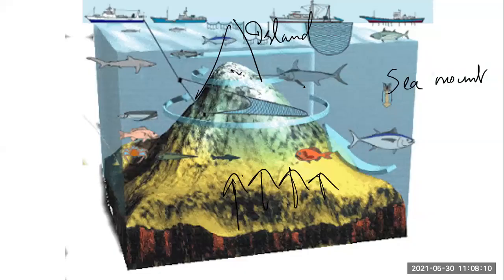But the top of the mountain will be below the water level. Such an underwater mountain is what we call a seamount.